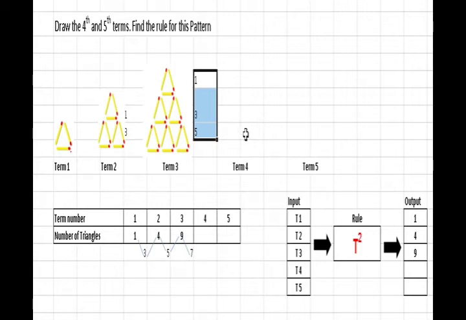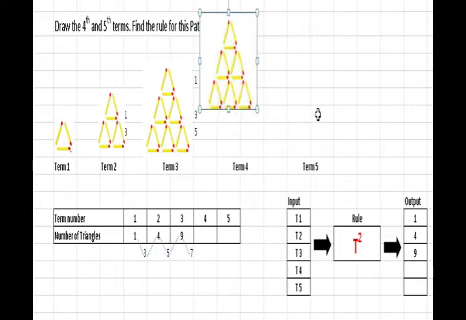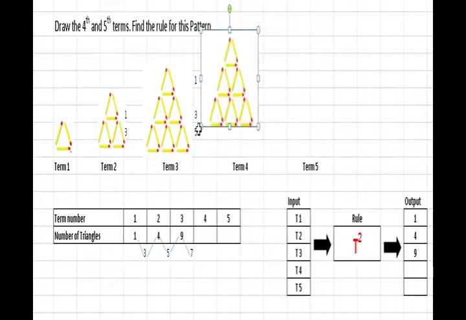Let's see. We have said that the 4th term should be a repetition of the third term. So if we take a copy of the third term and place it somewhere around there, it's the same as term 3. There's 3 rows. Okay, but now we need to add an additional row of triangles. And how many triangles do you think we are going to add at the bottom?